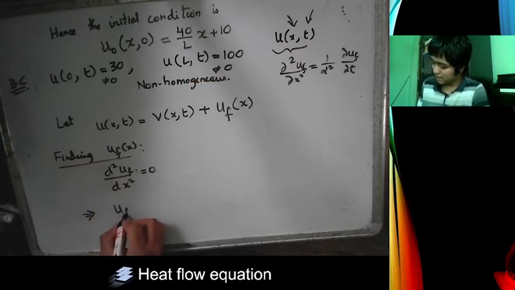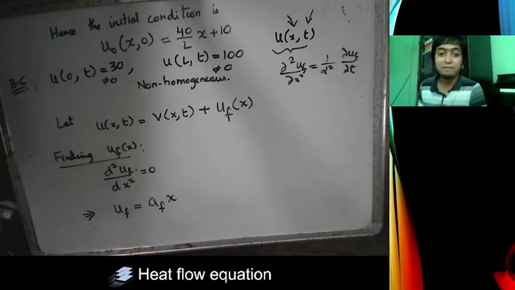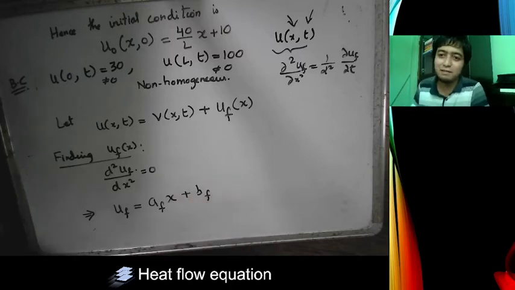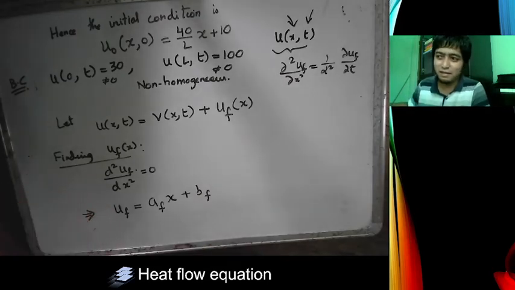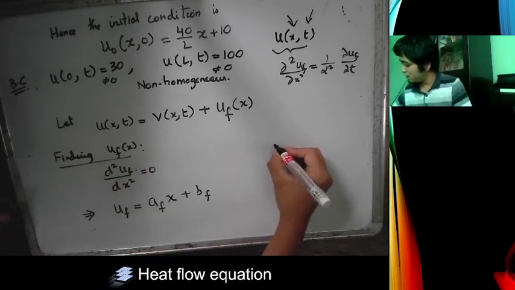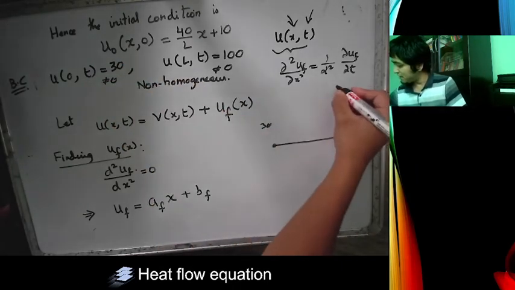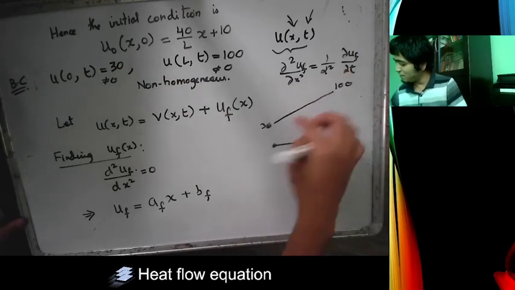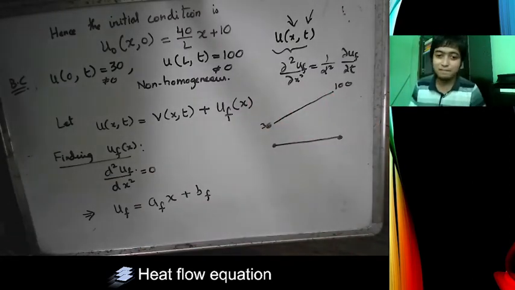If we solve this, we will have something that looks like this: u_f equals A_f x plus B_f. Again it will be linear, because in the steady state, just like I explained, the temperature will be linear throughout the rod. We were keeping this end at 30 and this one at 100 even during the steady state, so you can expect that the temperature will increase like this.